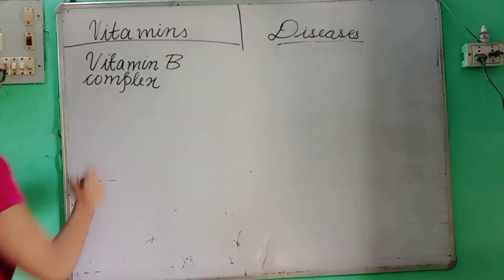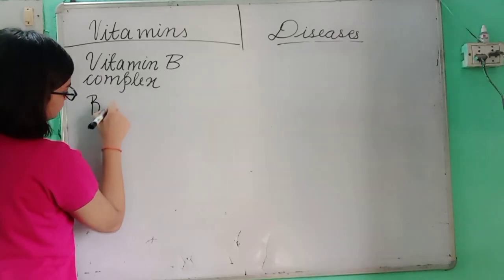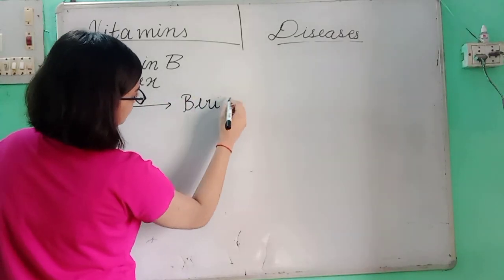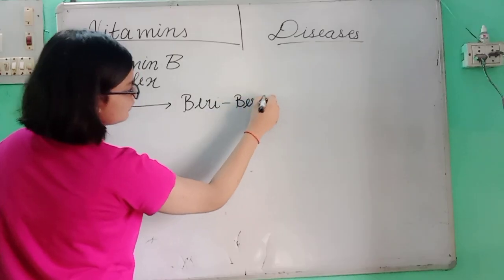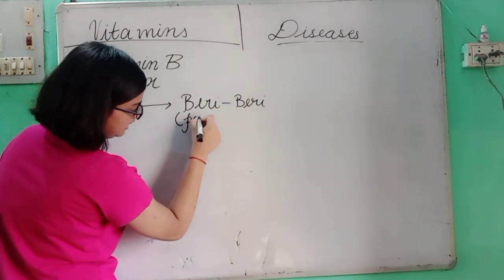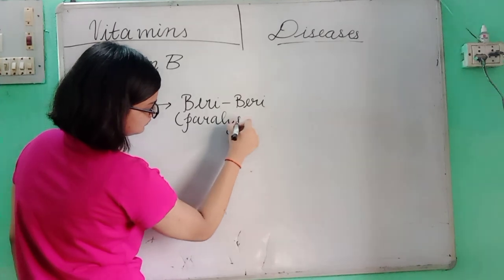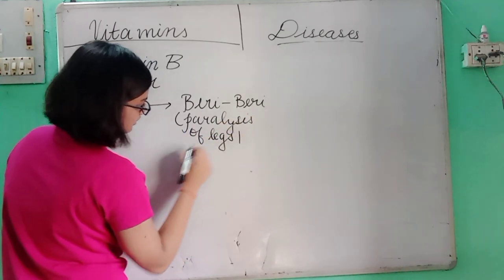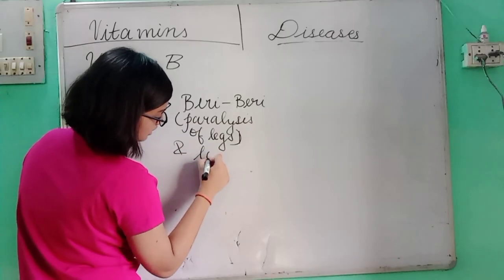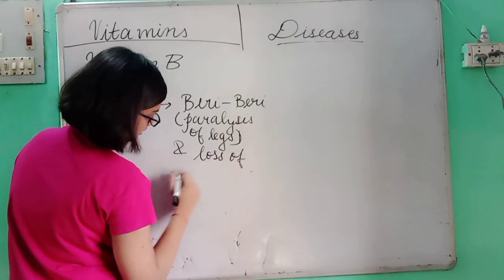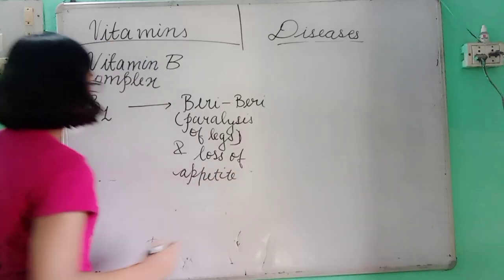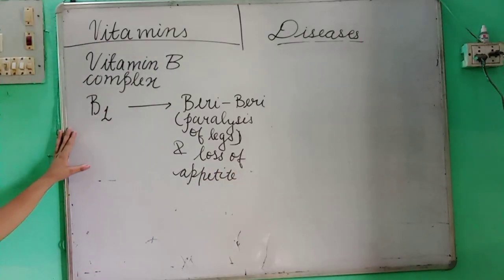Let us start with vitamin B1. Vitamin B1 causes beriberi, paralysis of legs, and loss of appetite. So vitamin B1 causes beriberi, paralysis of legs and loss of appetite.